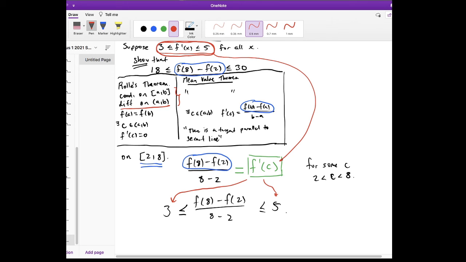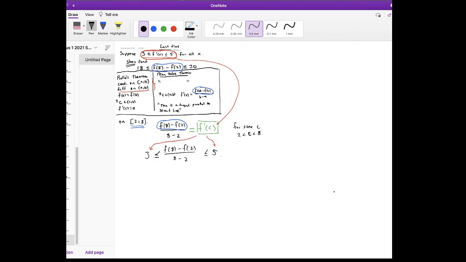So once you write this, then the rest is not that bad, right? All you do is multiply by 6 everywhere, and then you get 18 f of 8 minus f of 2, and then 30. Right? Yeah, so once you write out the mean value theorem statement, then just make sure you know where you place the inequalities and what values. Then you just solve for the thing you want, f of 8 minus f of 2.